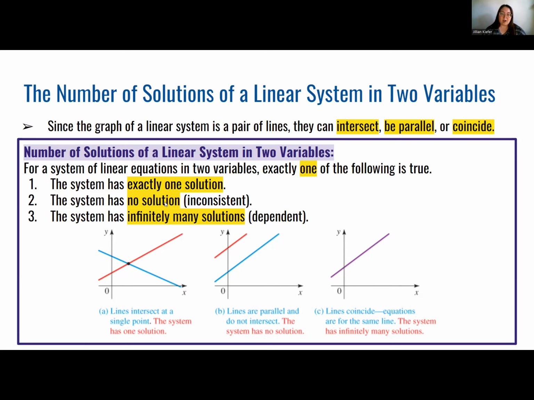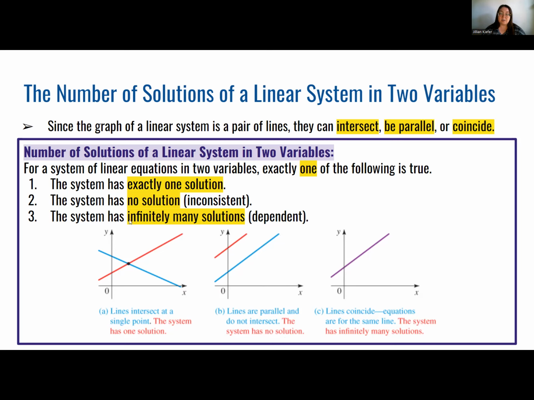Then another option is that your system has no solution. This is called an inconsistent system. You might see those words on your homework, but it means that it has no solution. The lines are parallel. That means they're going to continue on forever in the same directions and they'll never cross each other. So that's what we see here in graph B. Lines are parallel, they will never intersect. That means the system does not have a solution. Just doesn't have one at all.